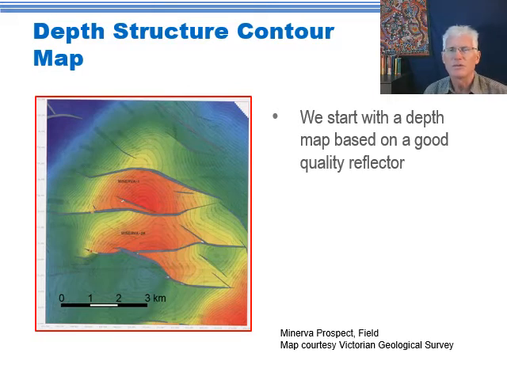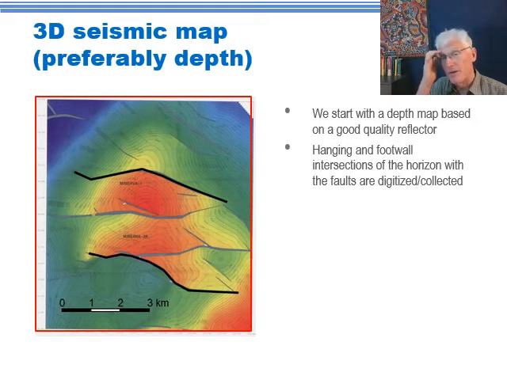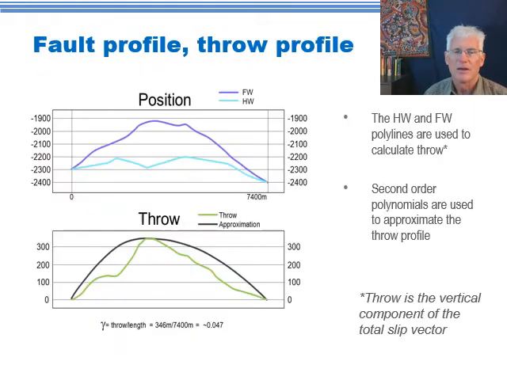So typically we'll start with a good quality reflector. So this is a structure contour map of a good quality reflector showing high points that could be potential oil and gas accumulations. So we take the faults that are the most important ones. We can run a lot of different analyses and decide eventually, well, these are the faults we need to concentrate on. And then we digitize or collect the elevations of the hanging wall and footwall intersections of that horizon with the fault zone. And that gives us information like this.